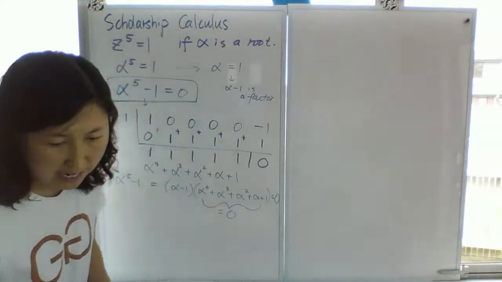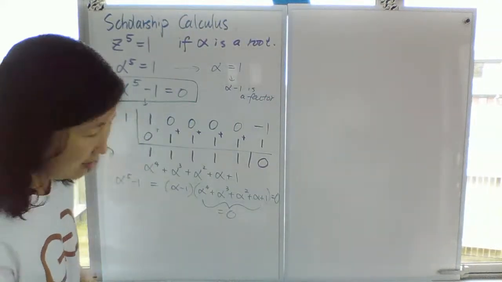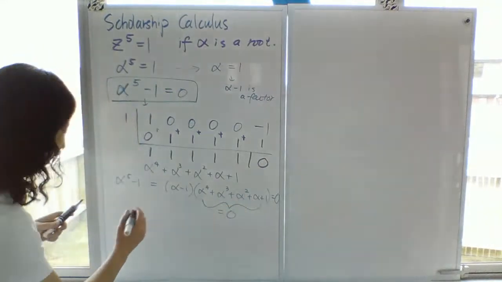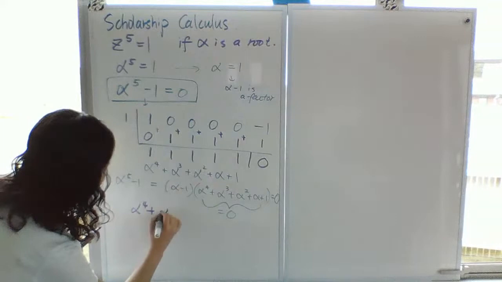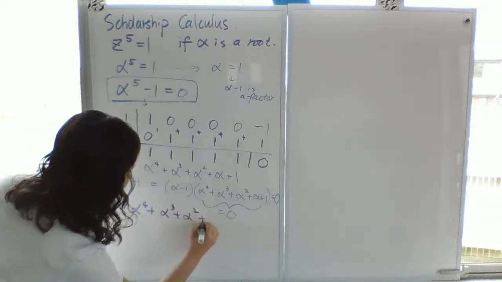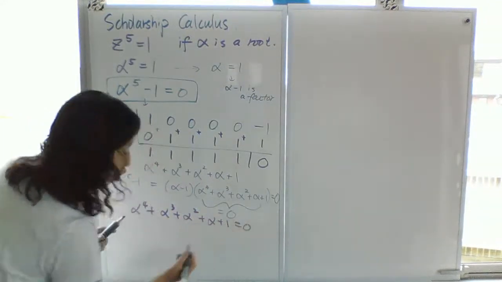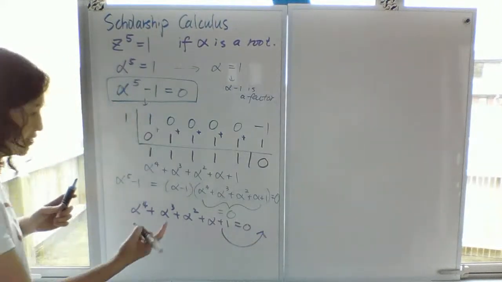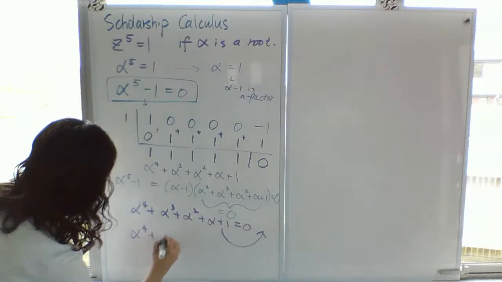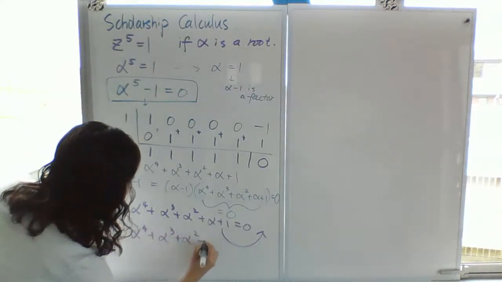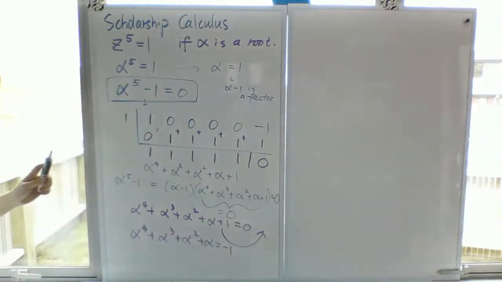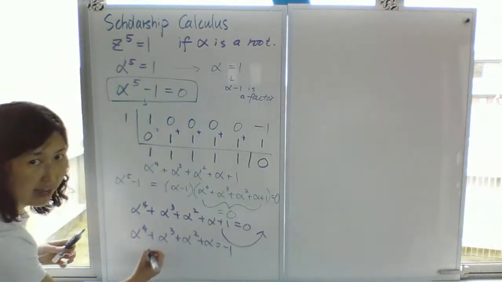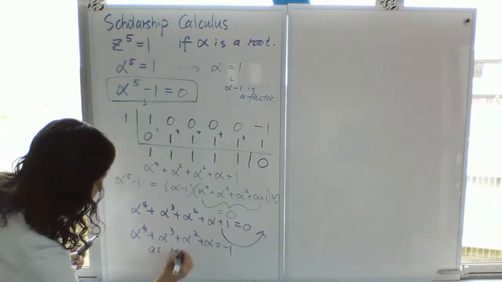And what does the question ask for? The question asks that you need to prove that this part is equal to negative 1. So let's just write it out. So alpha to the power of 4 plus alpha to the power of 3 plus alpha squared plus alpha plus 1 equals 0. All I need to do is move this positive 1 to the other side, and we got the conclusion here. So this is what is required. So I'm just going to say as required.